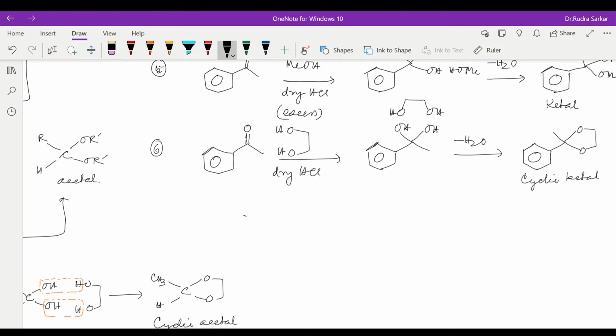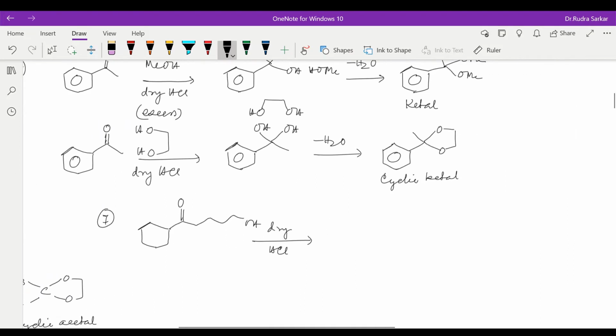Number 7. Suppose I give you something like that. So this is like a straight chain. We are using only one particular alcohol, and the compound is a ketone. So obviously, one alcohol and a ketone will give you hemiketal. So reagent is again your dry HCl. Arrange the ring in such a way that you can bring this OH and the OH from the other section together.